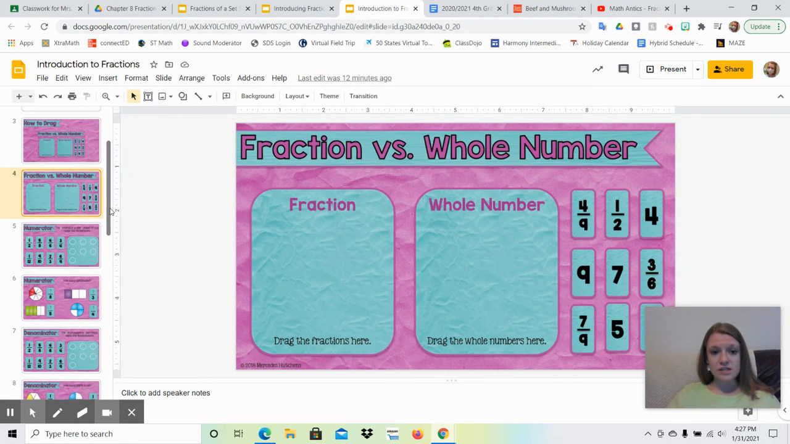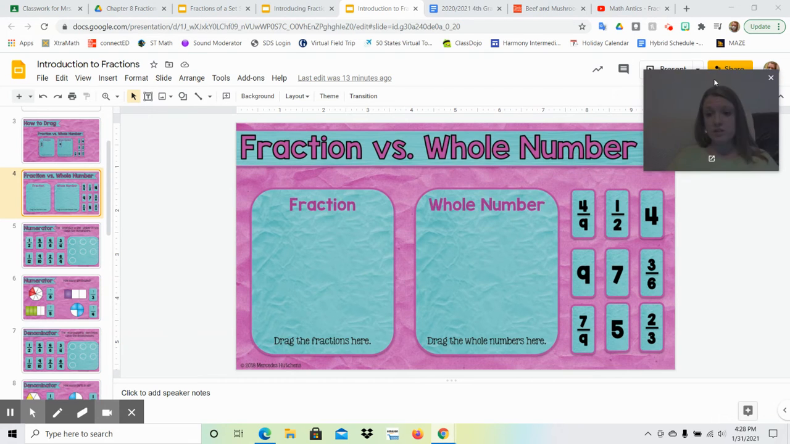When we're looking at this slide, it says fraction versus whole number. If we remember in the Number Rock video, a fraction is a part of something. And a whole number is what we have been working with all school year long and what you've worked with your entire life as a math student. Numbers that you recognize are going to be whole numbers, and numbers that don't look familiar or that are set up differently are going to be our fractions.